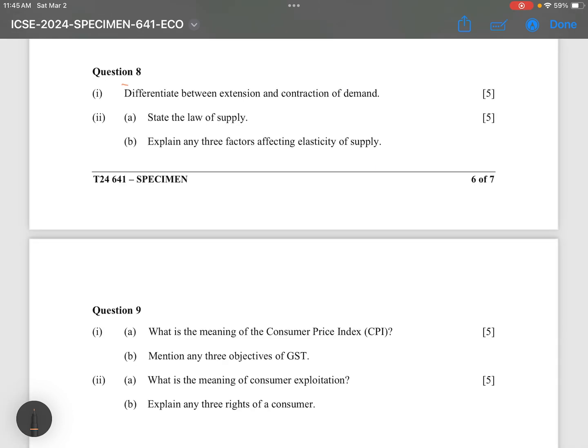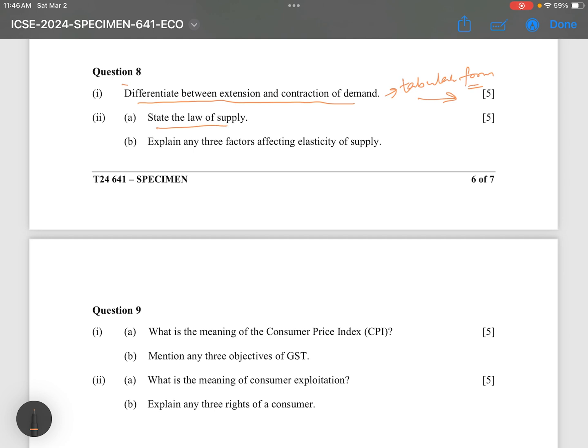Question 8 is differentiate between extension and contraction of demand. Again, I have a video on this. I'm going to share the link for that video in the description box below. Okay, movement versus shift in demand curve. Now, when you get this type of a question as a 5 marker, make sure that diagram is there, schedule or table is there, the definition is there, where price is affecting, where factors other than price are affecting. So everything should be there, probably in a tabular form. Okay, always better to differentiate in a tabular form.